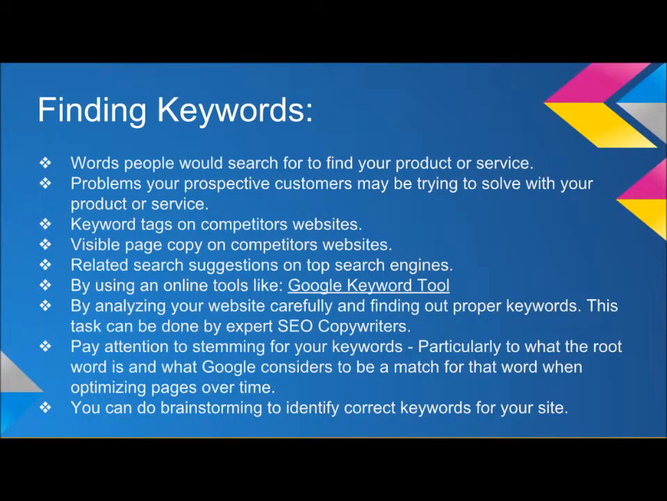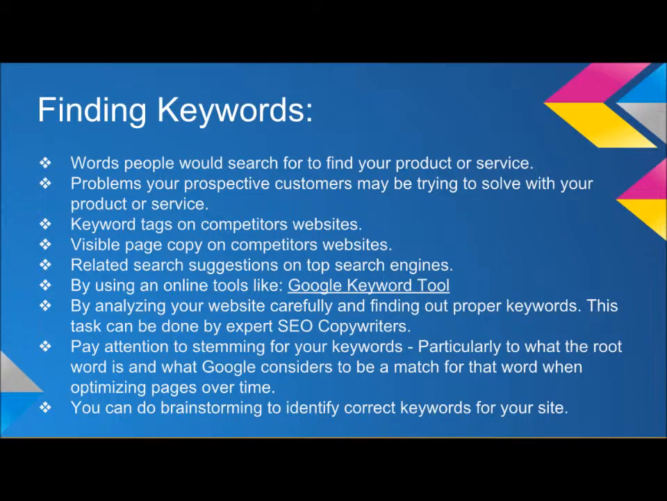Finding keywords. It's very important to know which keywords you should use, which will help in search engine optimization. Here are the guidelines. Words people would search for to find your product or service. Just think or brainstorm about what people would Google search or Bing search to find your product or service. Problems your prospective customer may be trying to solve with your product or service. Keyword tags on competitors' website. You can go on competitors' website and try to find what keywords they are using.